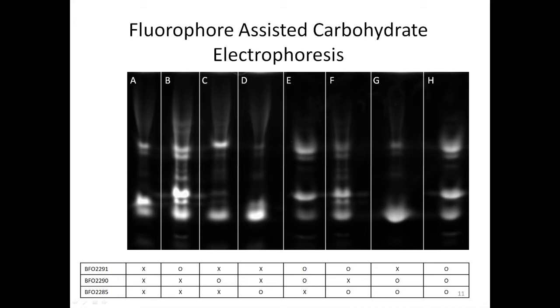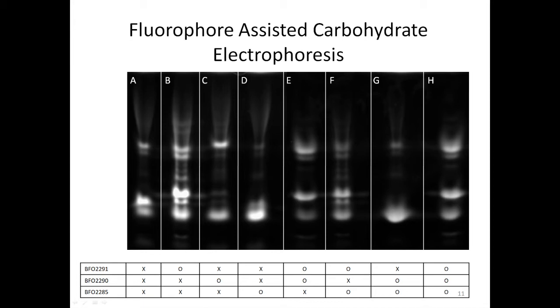As expected, only BFO 2291, the lyase, was able to make a substantial difference in the banding pattern. Next were the double protein digests, E, F, and G. In E, we can see that again there was a change in banding pattern with BFO 2291 and 2290.